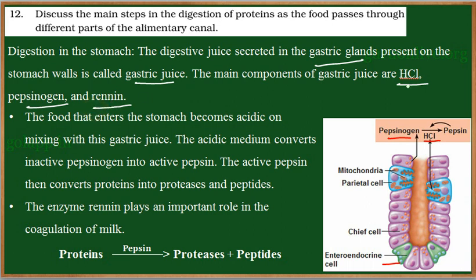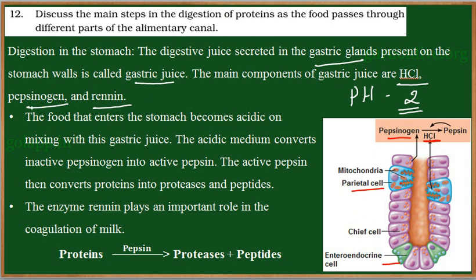Now HCl is a chemical which creates the acidic condition in the stomach. The pH of the stomach is around 2. This acidic pH is produced by the HCl. The gastric glands contain parietal cells. These parietal cells secrete HCl. Once the HCl is secreted, the gastric juice also has certain inactive enzymes, that is pepsinogen.